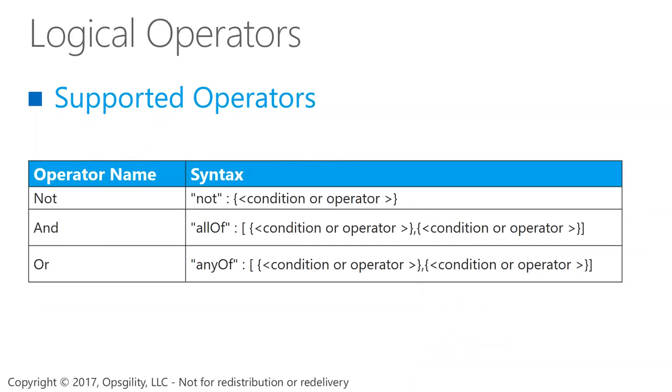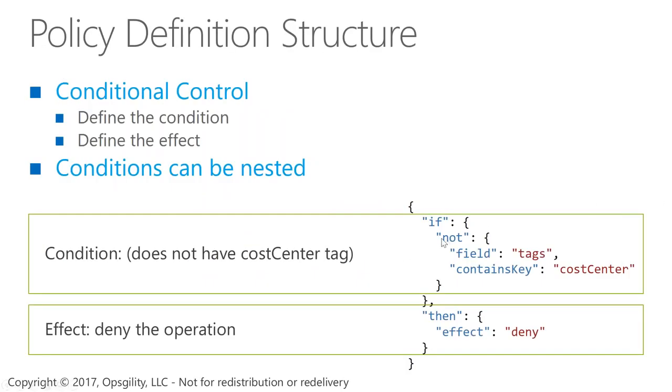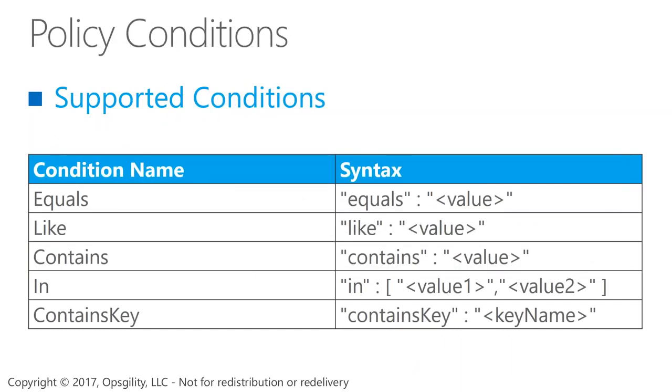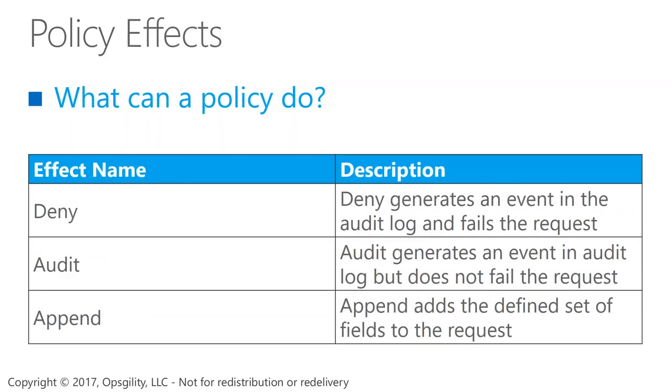I have several different logical operators I can use whenever I'm defining those conditions: not, and, or. If I look back at the condition quickly, you can see I'm using the not operator here. I also have several different conditions that I can meet: equals, like, contains key. Then I will be defining what the policy effect will be. And again, I can choose between these three: deny, audit, and append.